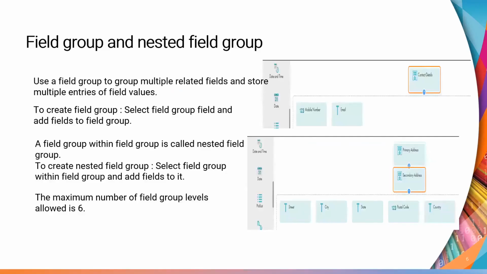Now let's organize these fields into field group and nested field group. Use a field group to group multiple related fields and store multiple entries of field values. To create field group, select field group and add fields to field group. A field group within field group is called nested field group. To create nested field group, select field group and inside field group, select another field group and add fields to it. The maximum number of field group levels allowed is 6.